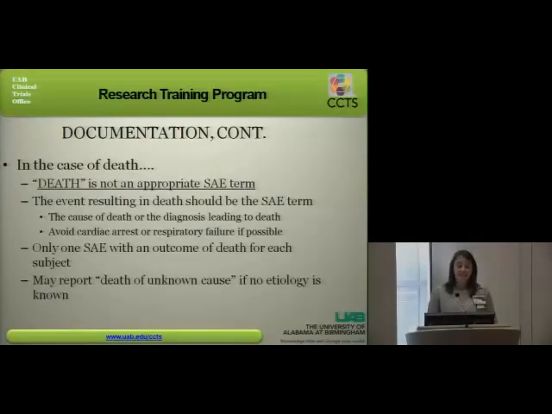In the case of death, death is not the appropriate SAE term. The event resulting in the death should be the SAE term: the cause of death or the diagnosis leading to death. You want to avoid cardiac arrest or respiratory failure if possible. Only one SAE with an outcome of death for each subject. And you may report death of an unknown cause if no etiology is known.